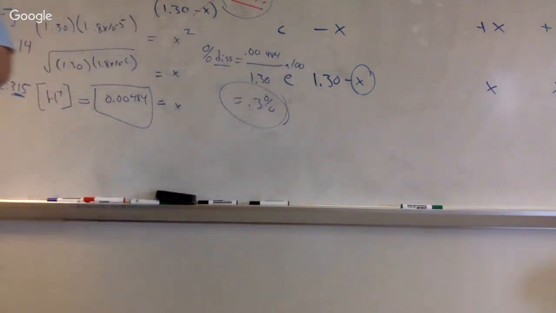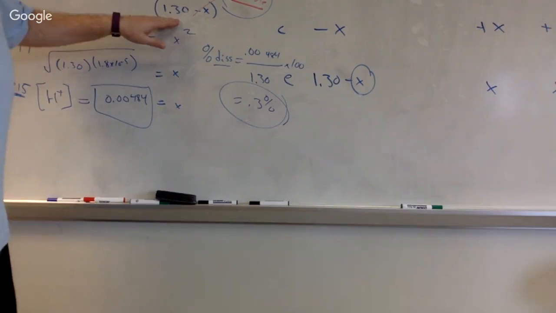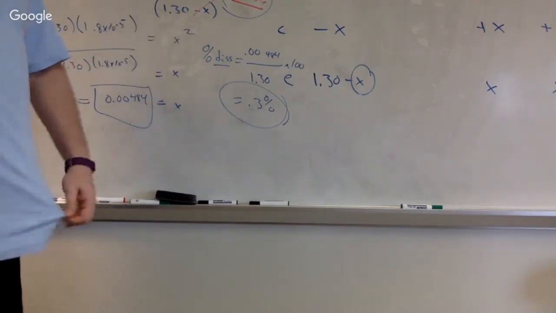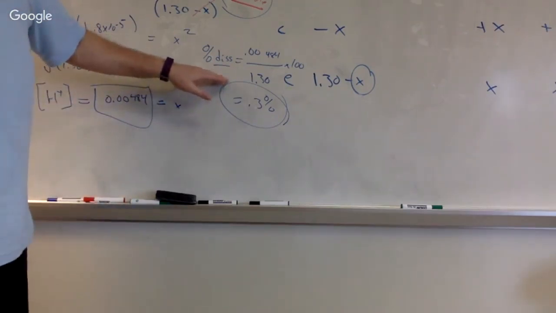I'm going to guess that 0.3% is less than 5%. So were we okay with making the assumption that this X value is very small compared to this? Yeah, because the X value is only 0.3% of this original one. That makes sense? What I just showed you here is something called percent dissociation or percent ionization.